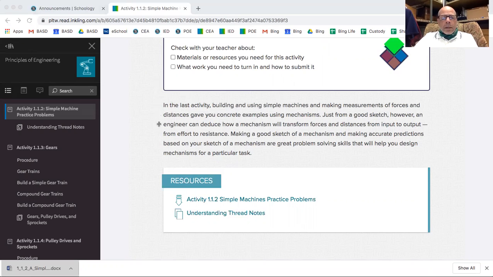In Project Lead the Way, they give you these steps and this table to fill in, and I don't like any of that. What I do like is that there's a problem here: a first-class lever in static equilibrium, etc. It gives you information. Oh, motion detector. And then it says sketch if you want. I'm not really that concerned about that.